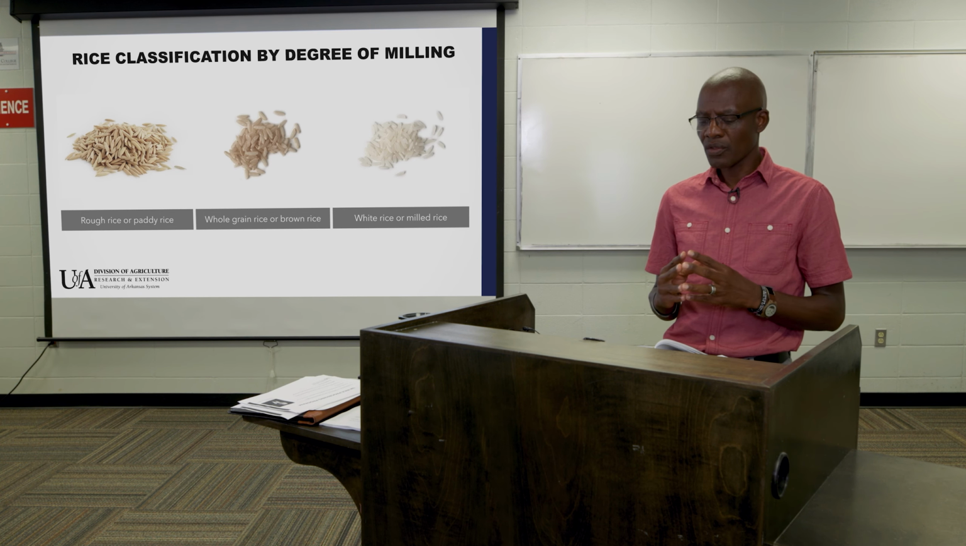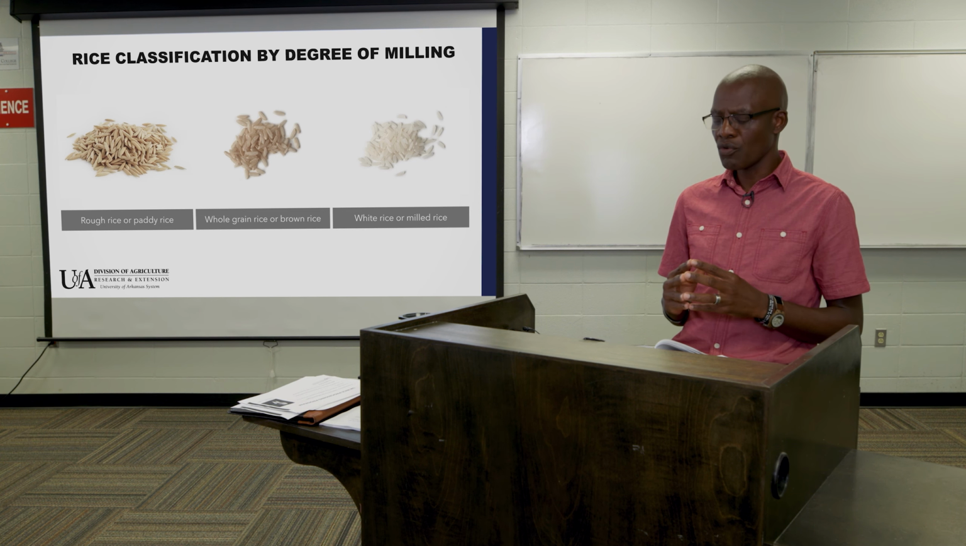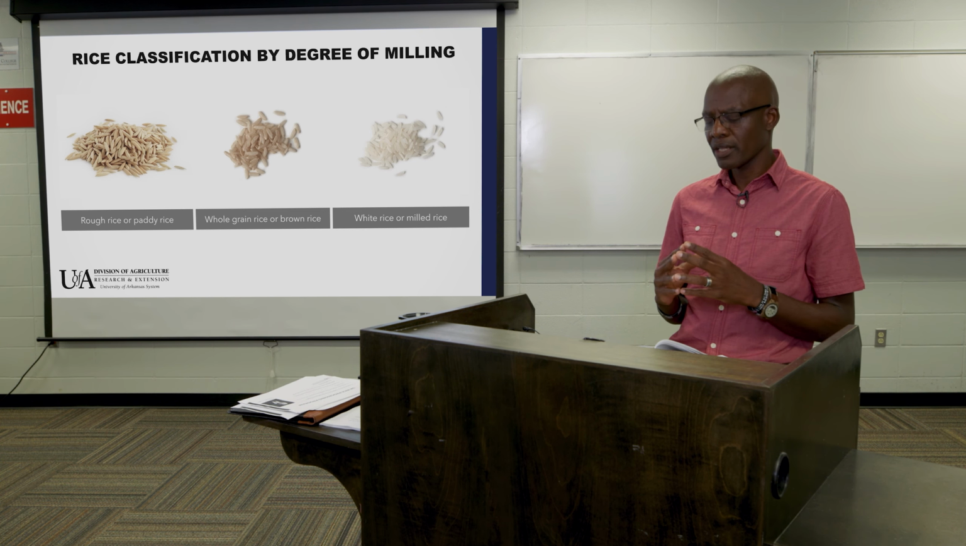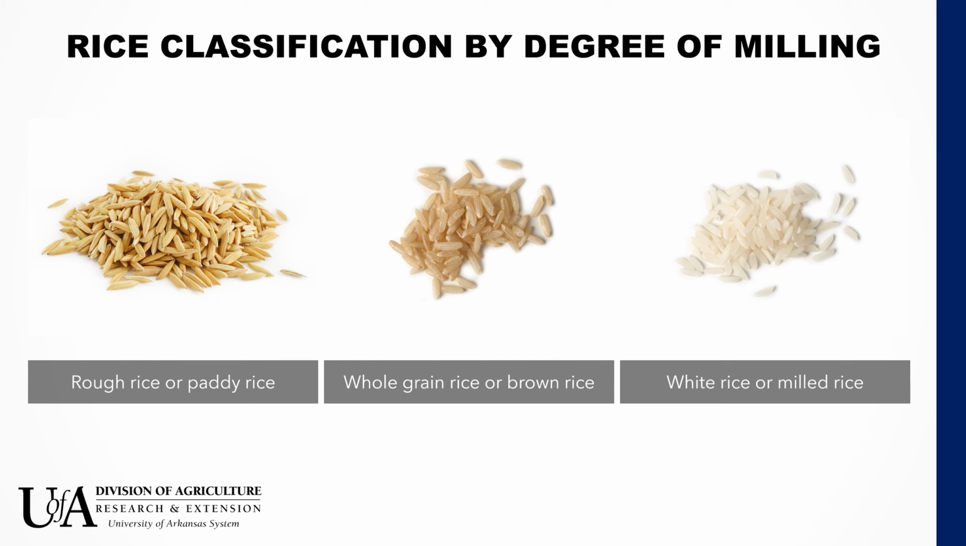The whole grain rice, on the other hand, is rough rice after removing the hull and leaving the brown layer intact, and it's 100% whole grain. It contains the bran, the endosperm, and the germ.